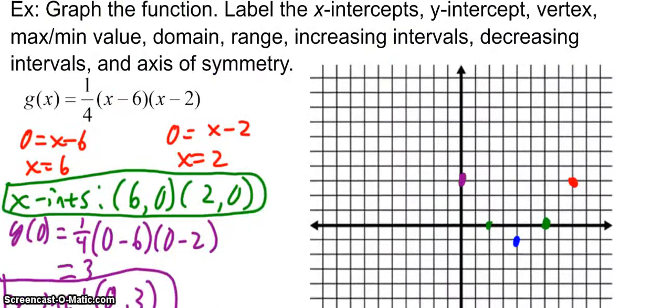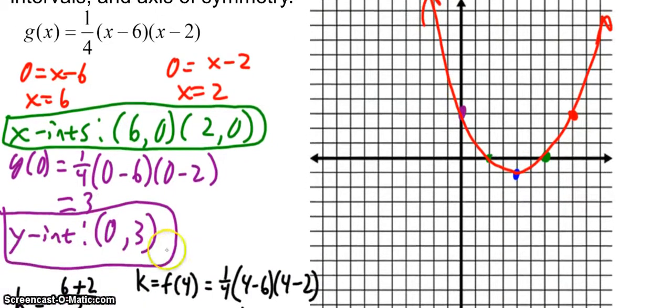Let's talk about it. So up here I got my x-intercepts at (6, 0) and (2, 0) by setting each factor equal to 0 and solving for x. And so we can see that on my graph here, and sorry, I will actually draw in the graph. So here are my x-intercepts. I got my y-intercept by plugging in 0 for x, and I got (0, 3), so there's my y-intercept.